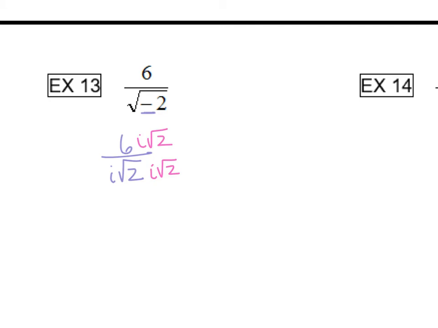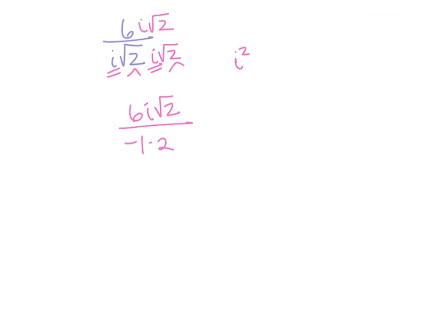Now on the top, you're going to have 6I times the square root of 2. On the bottom, you're going to have I times I, which is I squared. But remember, I squared is -1, and square root of 2 times square root of 2 is 2. So really what we're looking at is 6I times the square root of 2 over -2.